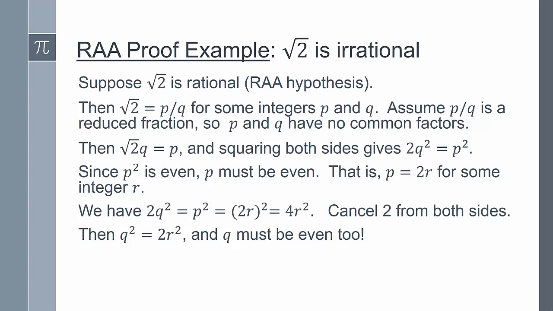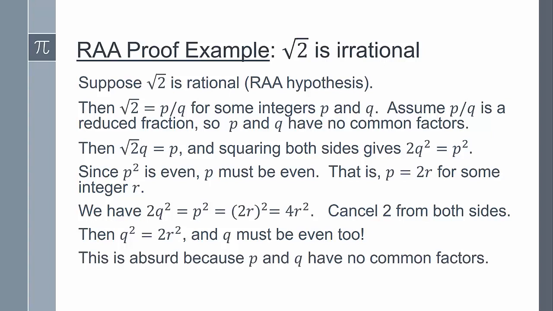But using the same reasoning as we did earlier, we see that the right-hand side of this equation is an even integer, so q squared is even, and we conclude that q must be even too. But that's an absurd statement, because we said that p and q have no common factors, but we just concluded that p must be even and q must be even too, so they would have a common factor of 2. So this is an absurdity, and we can make our RAA conclusion that the square root of 2 is actually irrational.